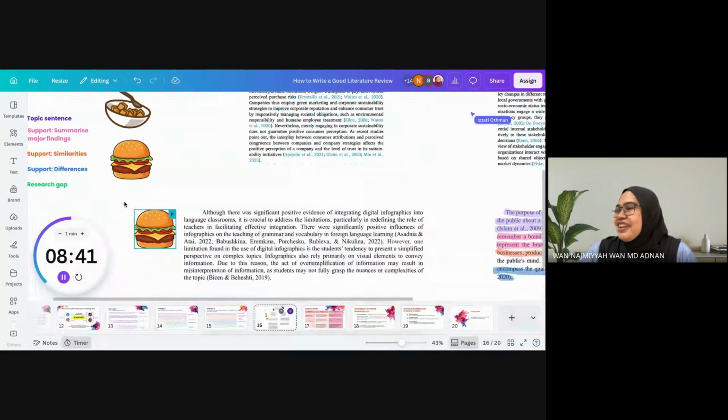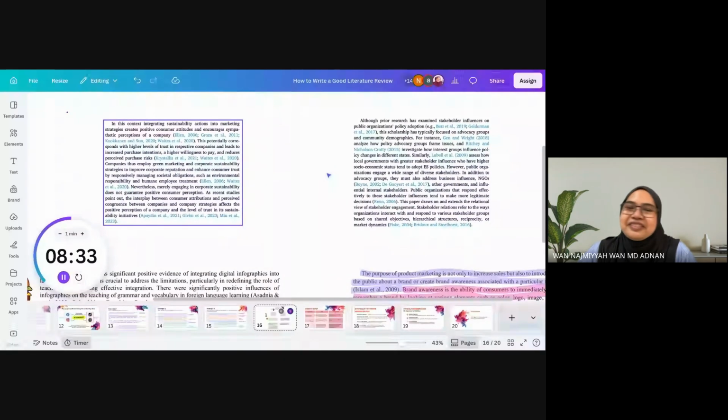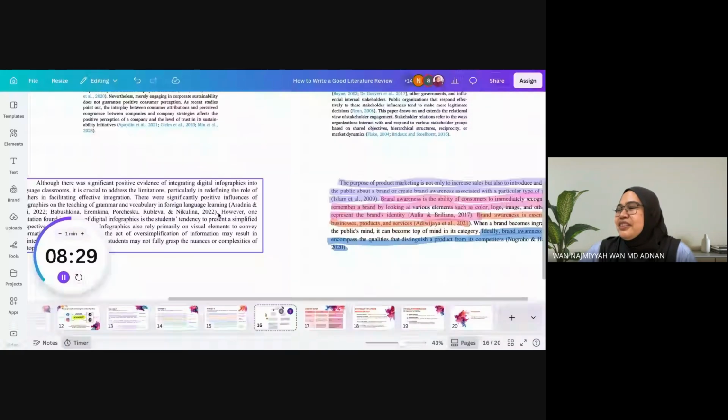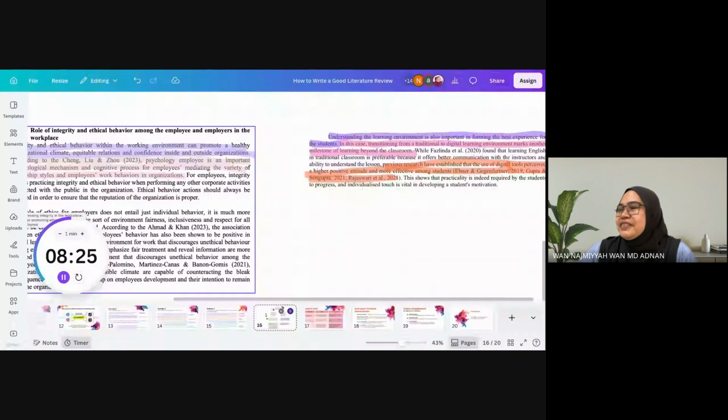Okay. This is saying that, oh, this is using burger technique. Okay. What about the rest? What about the first 2, 3, 4, 5? Interesting.